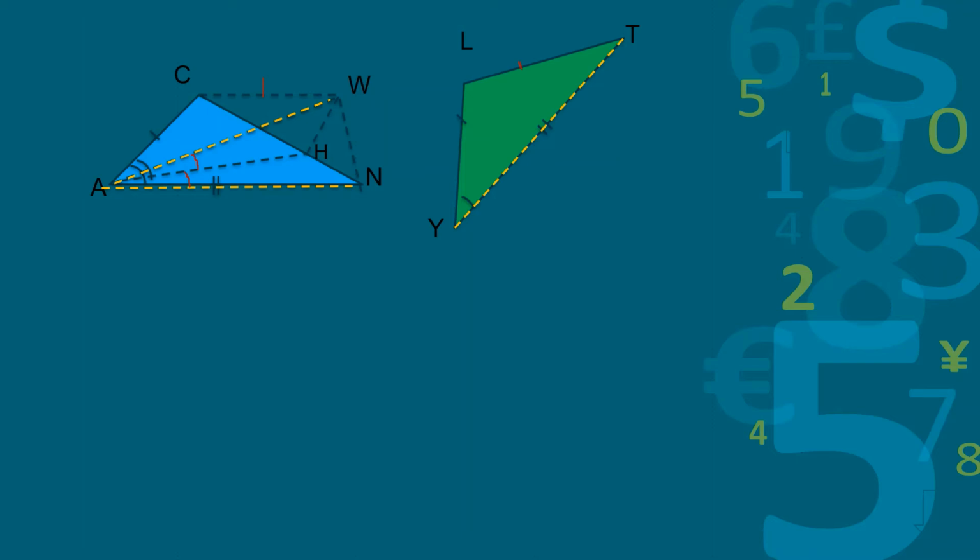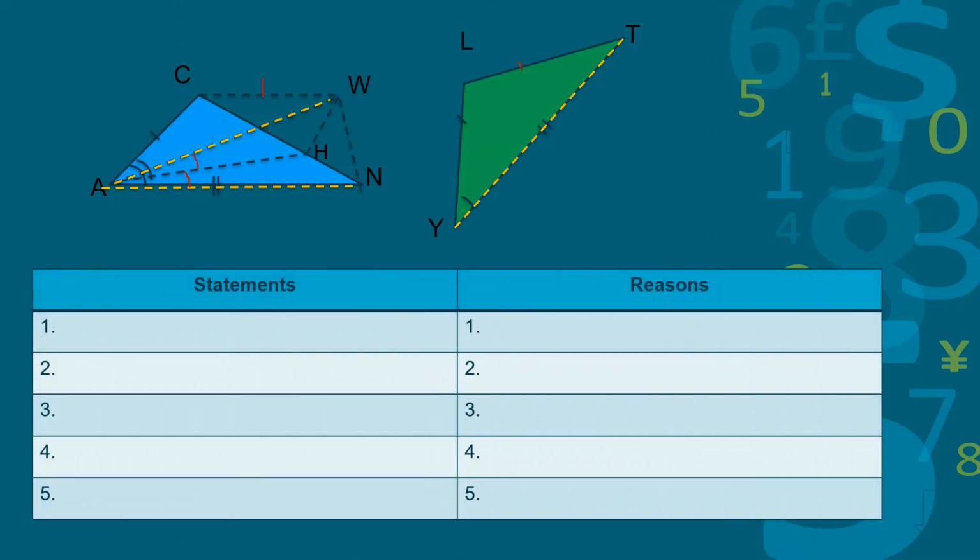So let us now complete our statement and reason. From the given illustration, we can say that CN, itong CN dito, is equal to CH plus HN. So when we combine CH and HN, that is equivalent to CN. Kaya lagay natin on the first statement, CN is equal to CH plus HN. And that is by segment addition postulate.